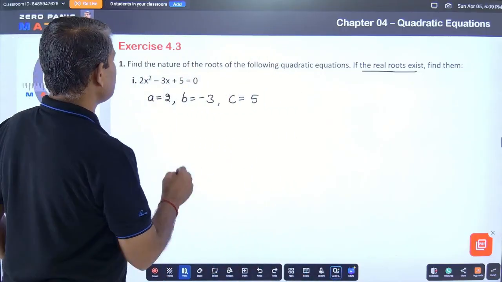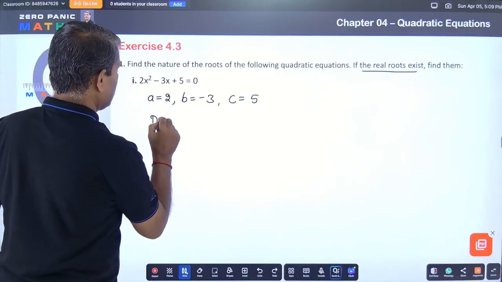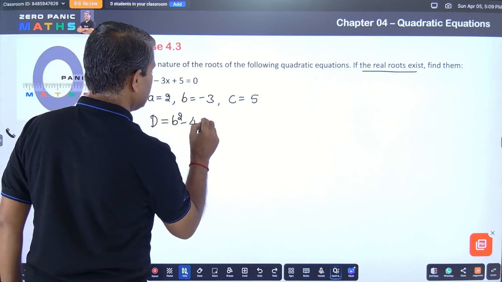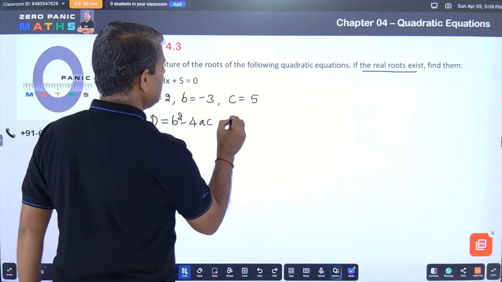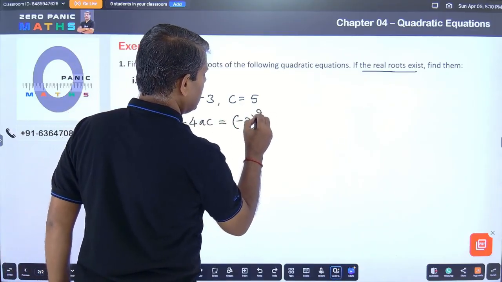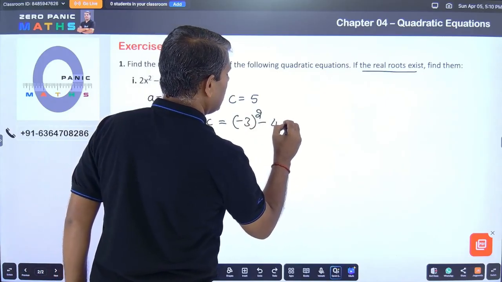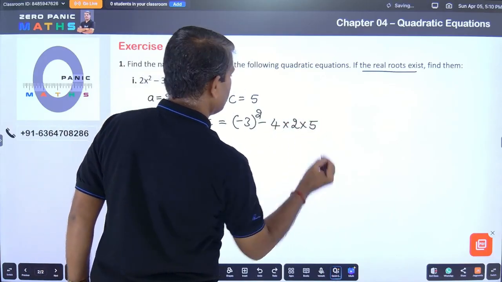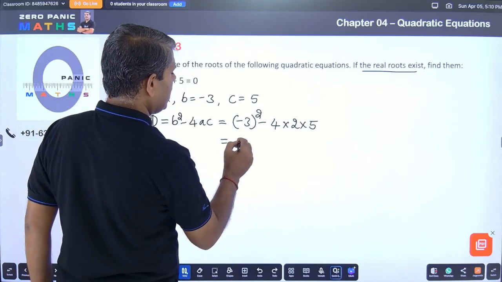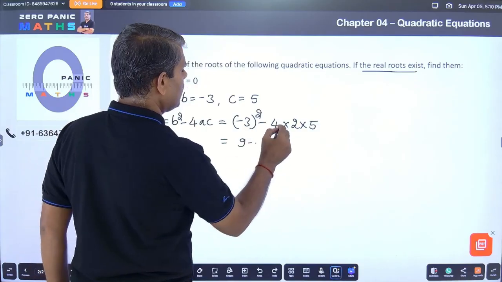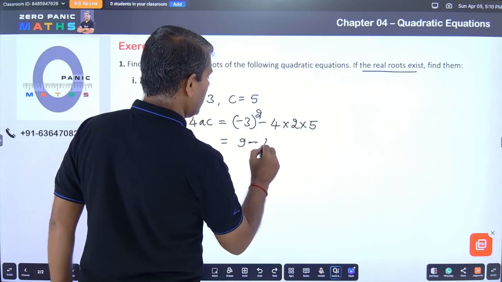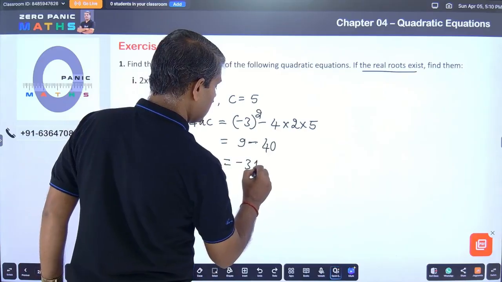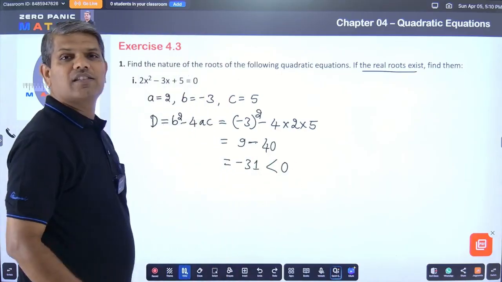Let us find the discriminant first. Discriminant D is equal to b square minus 4ac, right? What is b? b is minus 3. Minus 3 square minus 4a, what is a? a is 2. What is c? c is 5, right? So 3 square, which is 9, minus 4 2s are 8, 8 5s are 40. So it is minus 31, which is less than 0.